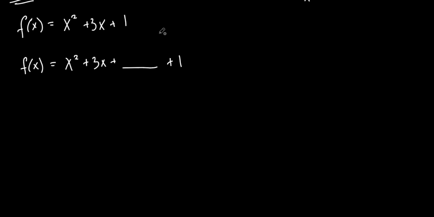We had a little trick, not a trick, but a little procedure that we did to figure out what goes there. Do you remember how we did that? Yep, we take that middle coefficient, 3, we divide it by 2, and then you square it. What does that give us? 9 over 4. So what we're going to do is we're going to add a 9 over 4.